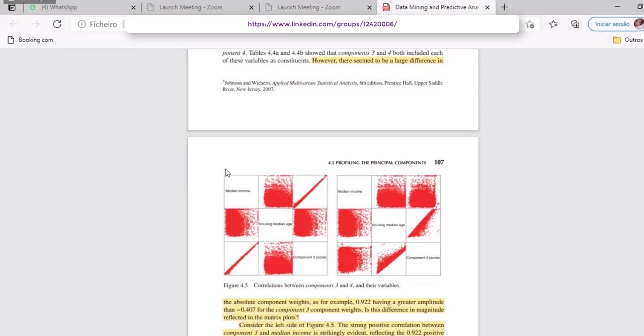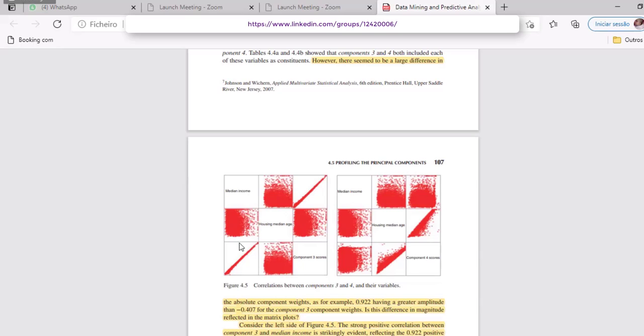This is a matrix, so it's like columns and rows. In rows, you have median income, median house age, and component number 3. Okay, so this third line is composed by these two mainly and other variables. And here is the same. You have median income, housing median age, and component number 3. This is why the diagonal is not filling, because the correlation is 1.